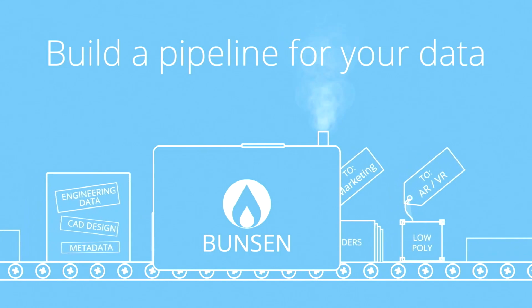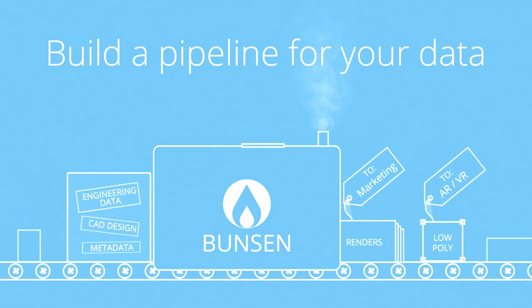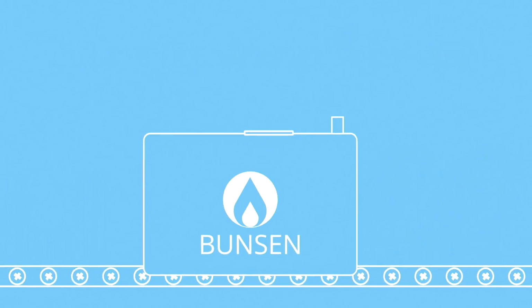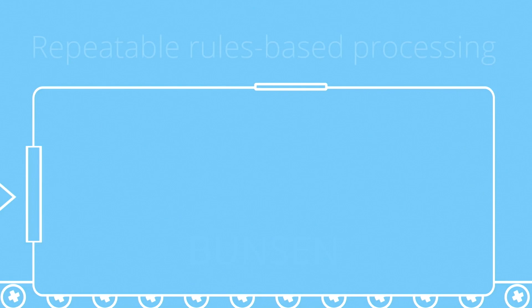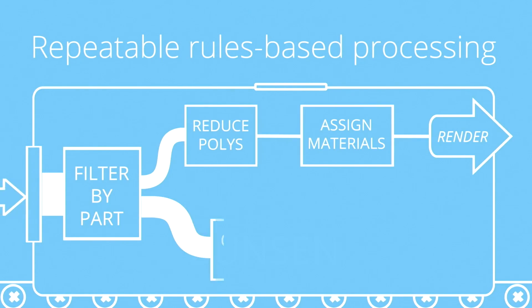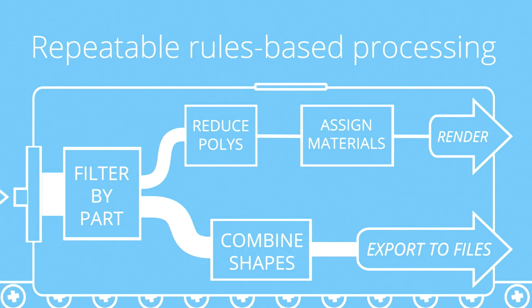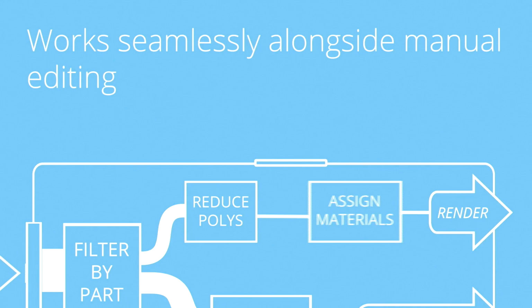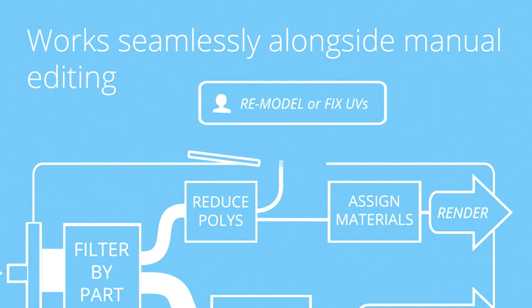And what is Bunsen exactly? So the idea of Bunsen is we take some data in, and once that data comes into us, we're doing some different things than people are used to in this sense. So we're caring about metadata and geometric data because we filter things, we reduce polys, we assign materials, combine, and we create various exports. Now, some of this is automated.